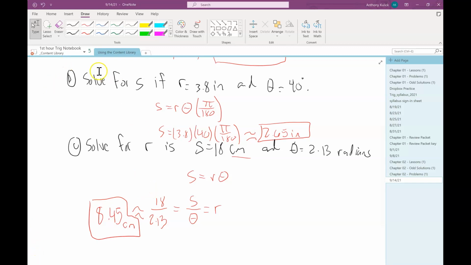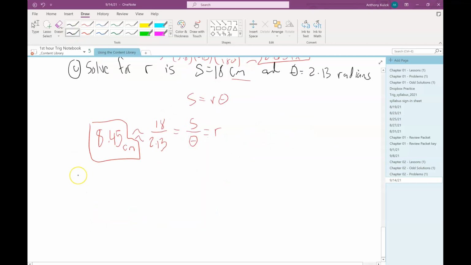I lied about section 1. There's actually a couple more examples that I should do. My apologies.